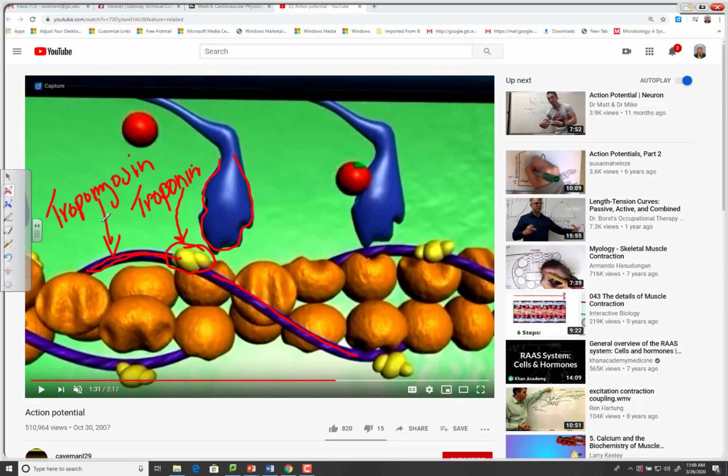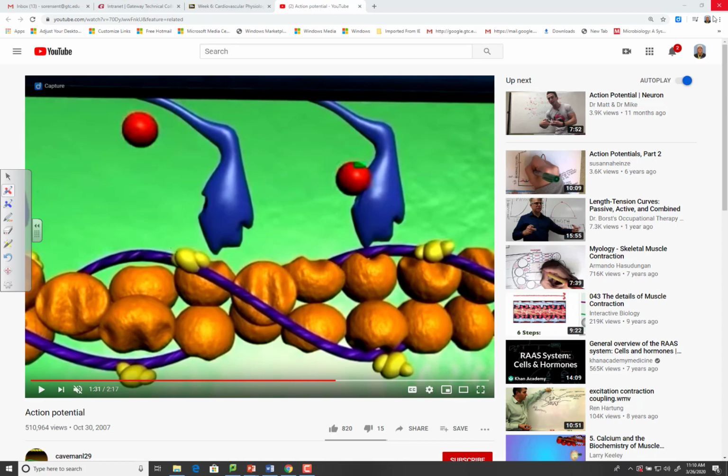How do you do that? Well, you got calcium here. And what does calcium do? Well, I'm going to explain it to you. Ready? Here we go. All right. So what do we got so far? We got calcium released from the sarcoplasmic reticulum, and it floods into the actin and myosin filaments.